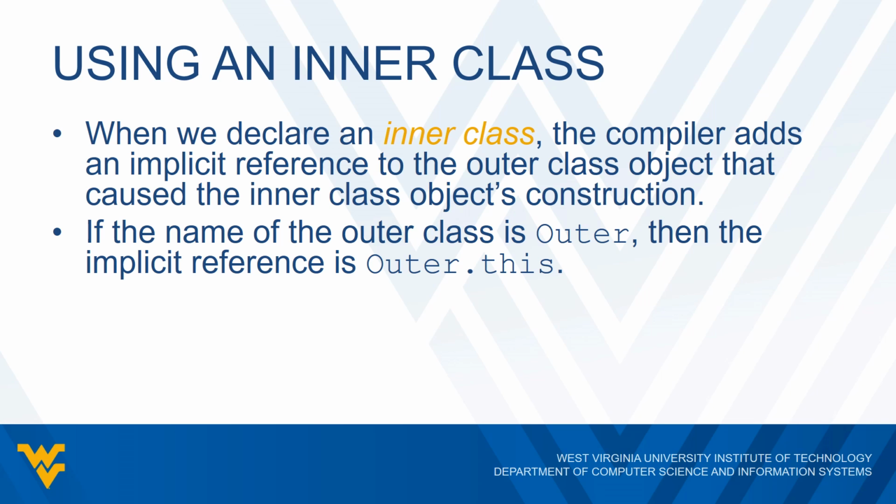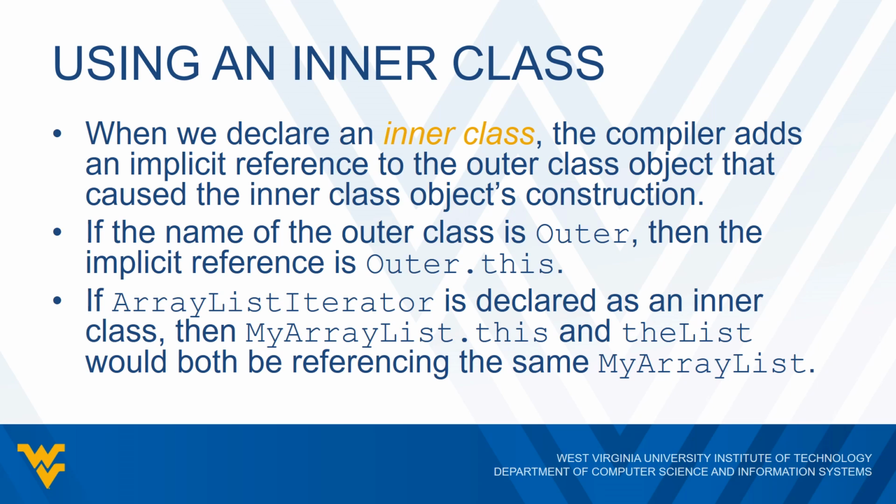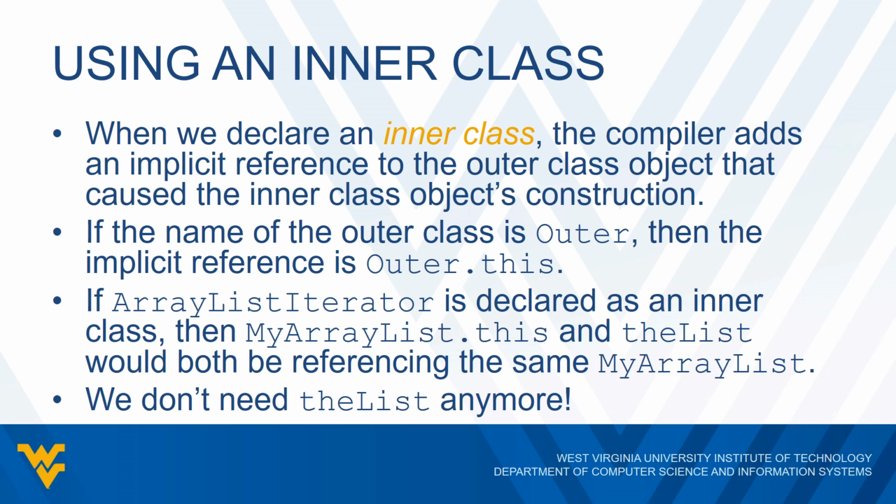Let's say the name of our outer class is Outer, then the implicit reference that we're given automatically is Outer.this. So going back to our example, if the ArrayList iterator class is declared as an inner class instead of a nested class, which we do by not including the static keyword, we can use myArrayList.this instead of the this reference variable. They both would reference the same object from the myArrayList class. So we don't have to include the list reference variable anymore.